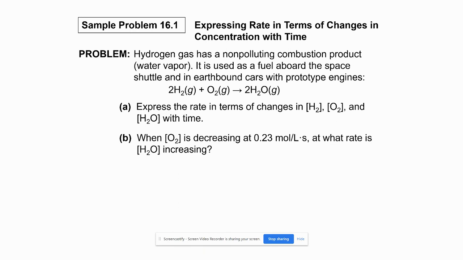So hydrogen gas has a non-polluting combustion product, water vapor. It's used as a fuel aboard the space shuttle and earthbound cars with prototype engines. So there's 2H2 gas plus O2 to make 2 water gas. So we're going to express the rate in terms of changes in H2, O2, and water with time. And when O2 is decreasing at 0.23 molarity per second, what is the rate at which water is increasing?